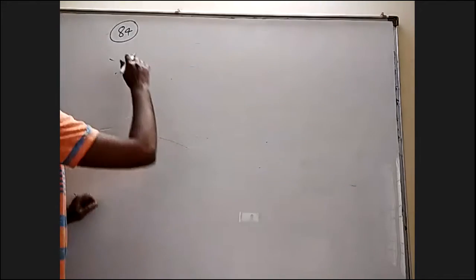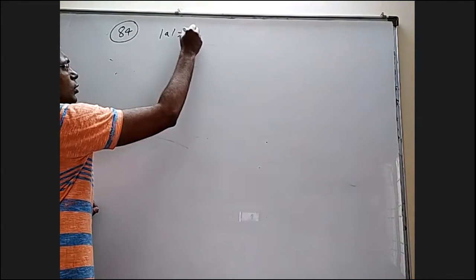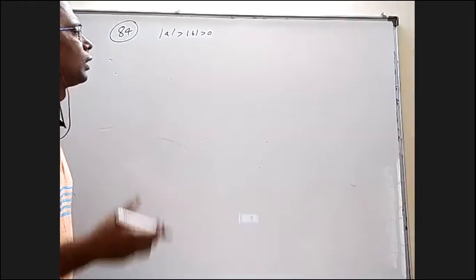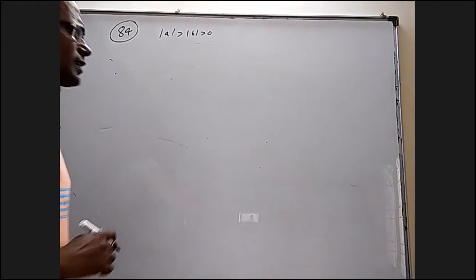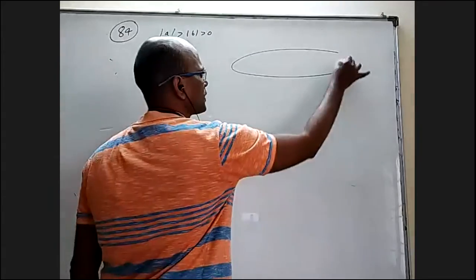First of all, they should have given mod a greater than mod b greater than 0, just to understand it is a horizontal hyperbola whose major axis is the x-axis. So now I have to take two cases, I guess, where b is positive and b is negative.